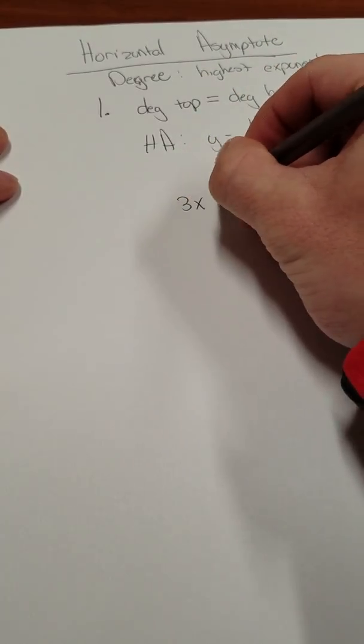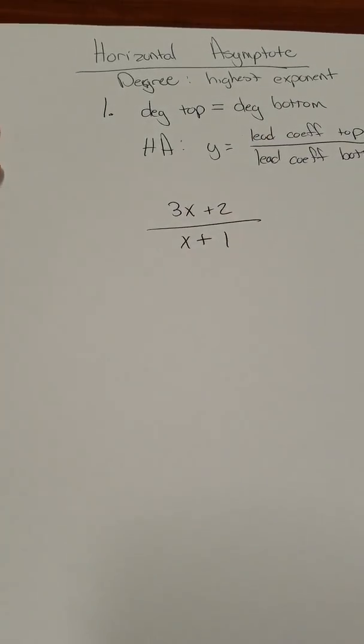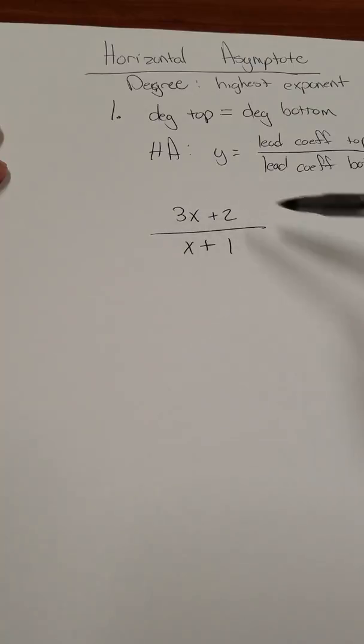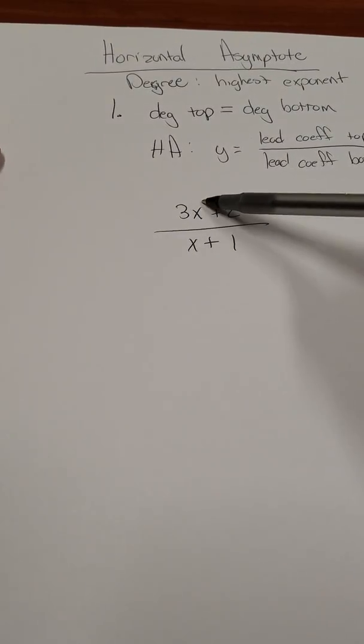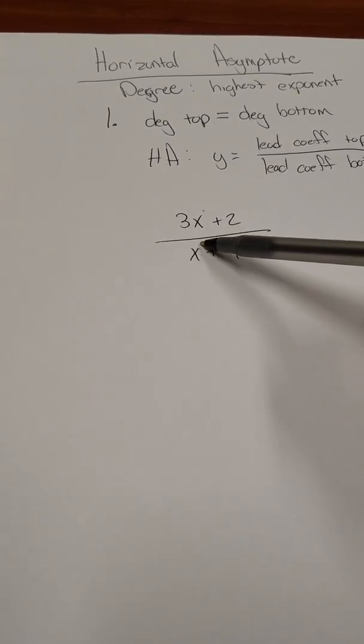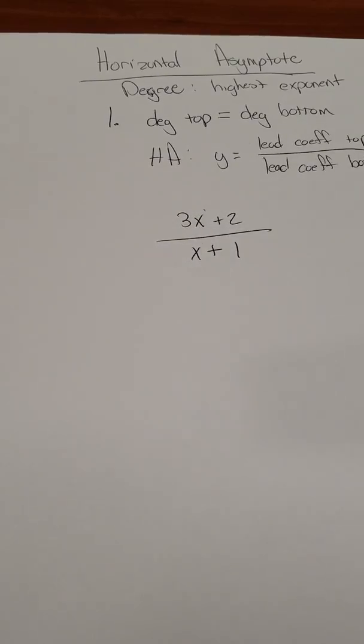Let's say we have 3x plus 2 over x plus 1. All right, so nothing cancels. We factor it, nothing cancels. Look at your degree. Your exponent up here is a 1. There's nothing there, so it's understood to be a 1. Down here, the exponent's 1. Again, there's nothing there, so we understand it to be a 1. That means the degree of the top and the bottom are the same.